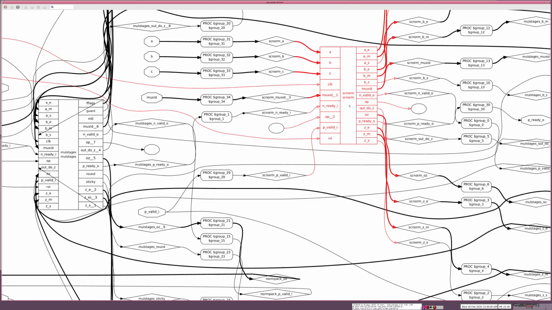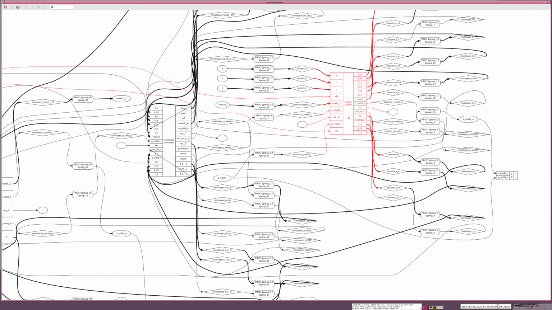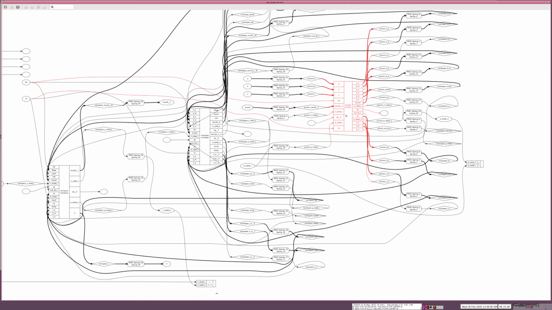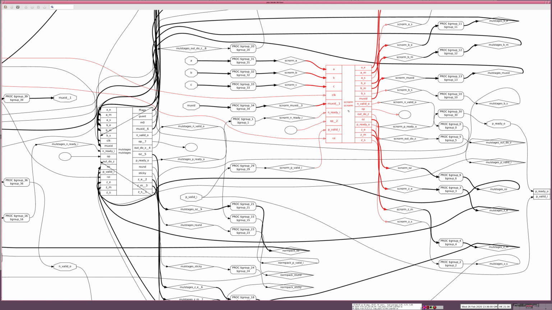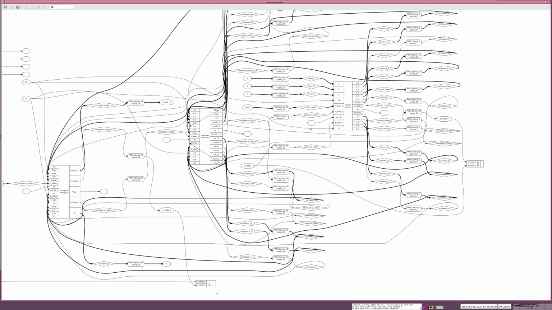Yeah, that was the SC norm block. Okay, alright, so we've done that one. So here, by this point, we know that the mantissas are all lined up, they've been shifted up. So we're ready now to do the multiplication. So, mul stages.